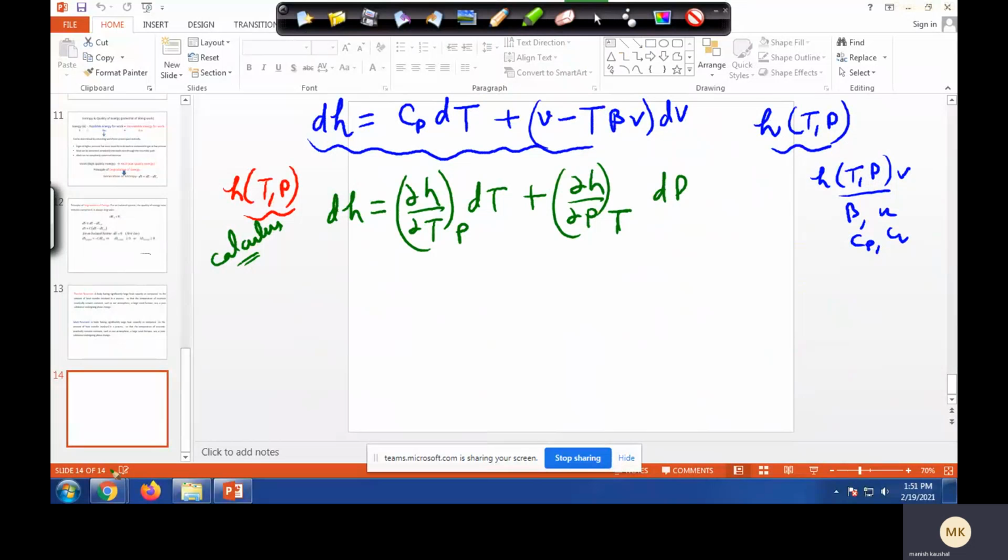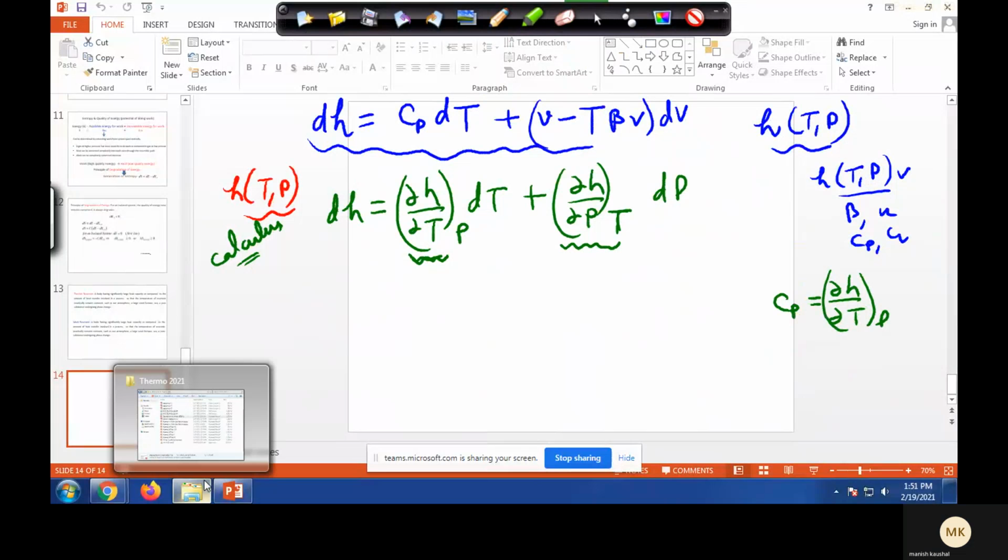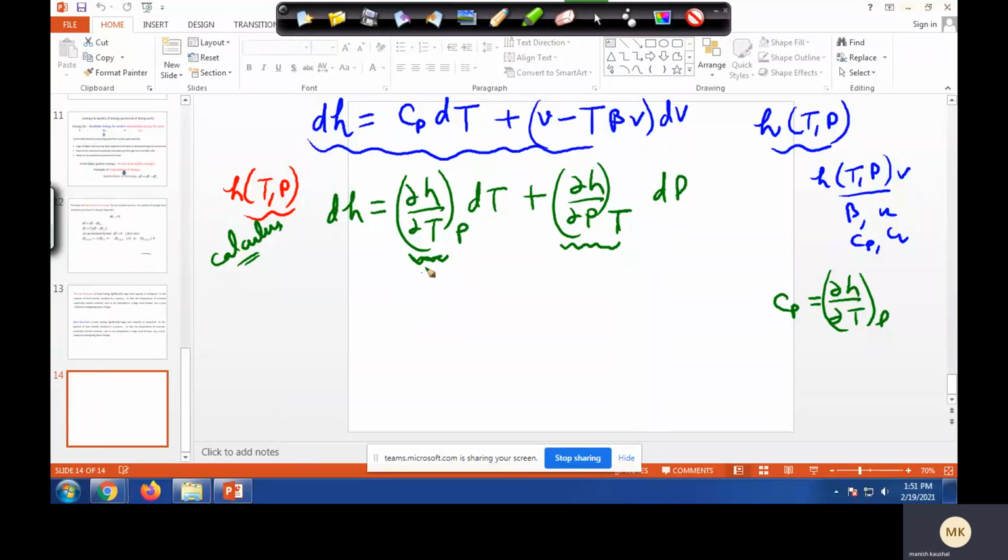For ∂H/∂T at constant P, that is Cp. That we know; we have already derived it while deriving Cp in terms of S and T. So this is fine, Cp is directly there, no problem. We have to think about ∂H/∂P at constant T. How will we reach there?